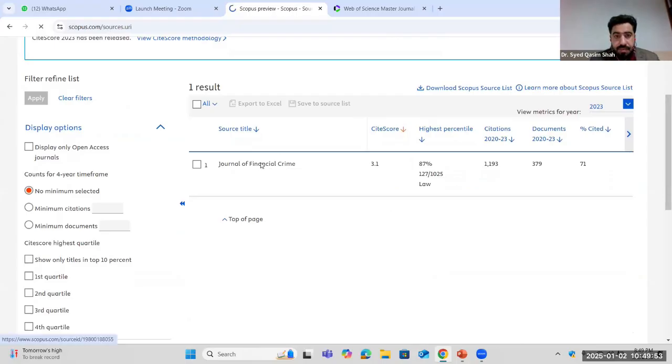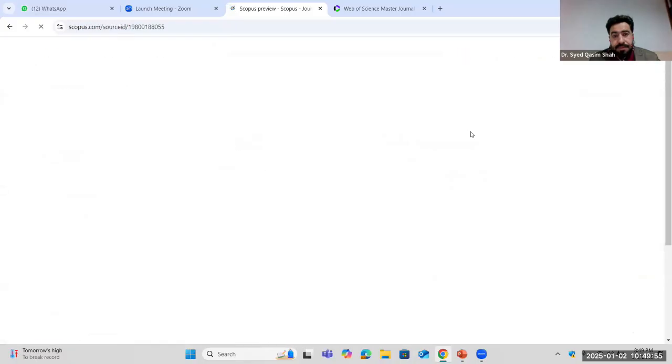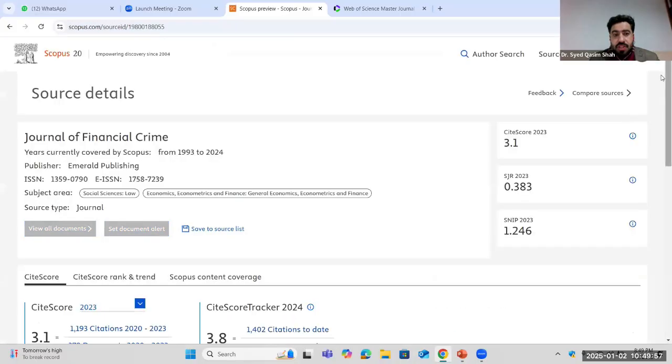I can open it. So all the information about this journal is now available. This journal is covered by Scopus. So this is the right journal. It has coverage from 1993 to 2024. Who is the publisher? Emerald. Again, William, Emerald, Elsevier, a lot of publishers are there. ISSN and E-ISSN, the electronic registration numbers.